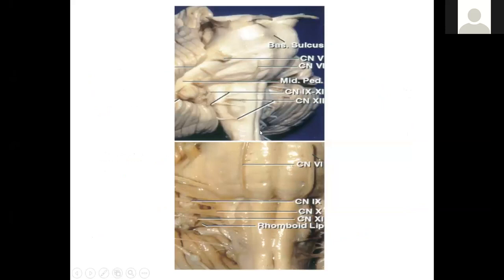Here again, we have an anterolateral view from the right, depicting the two pyramids and then the anterior median sulcus, which is here. The pons is just above, and then the decussation here, and the extension of the anterior median sulcus.